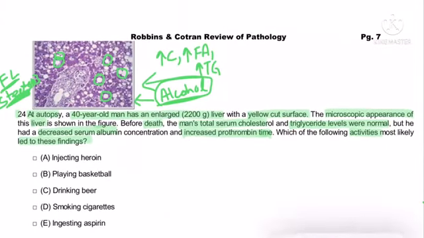So let's see what the causes are. They are saying that the triglyceride and serum cholesterol level were normal. So what would be the cause? Injecting heroin? No. Playing basketball or drinking beer, smoking cigarettes, ingesting aspirin. So it's an easy answer. Taking alcohol or beer is the cause of fatty liver.